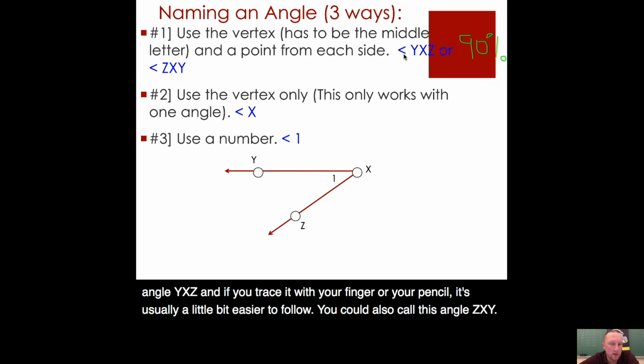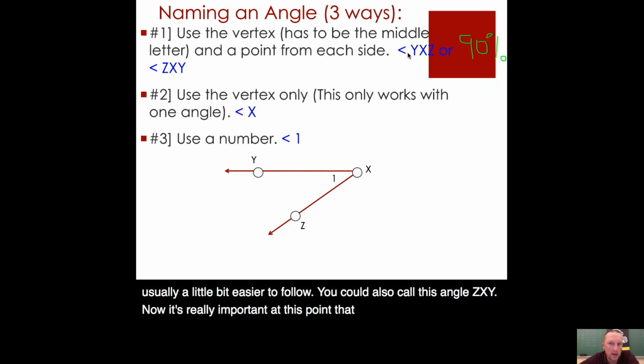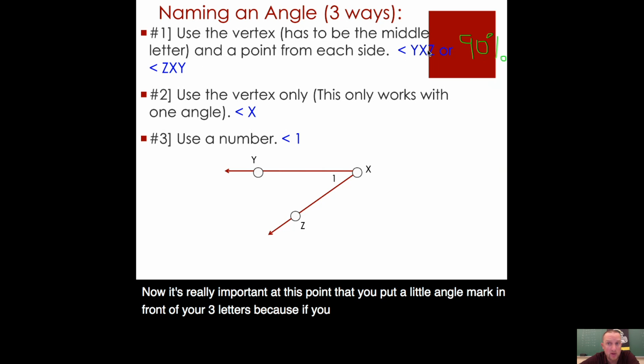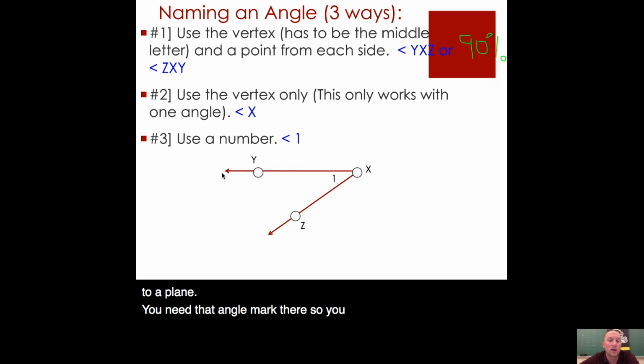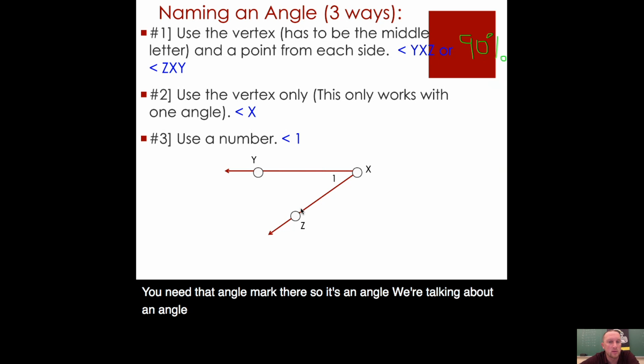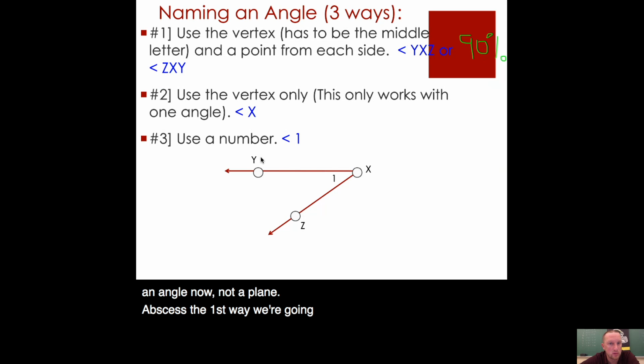Now, it's really important at this point that you put a little angle mark in front of your three letters, because if you don't, remember, three letters refers to a plane. You need that angle mark there so you know it's an angle. We're talking about an angle now, not a plane. Okay, so that's the first way we're going to name an angle.